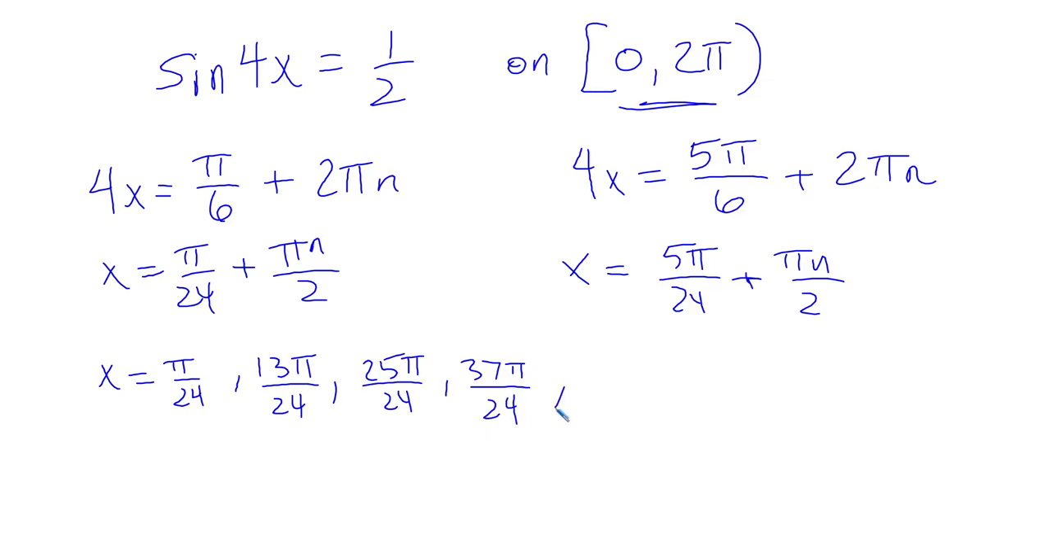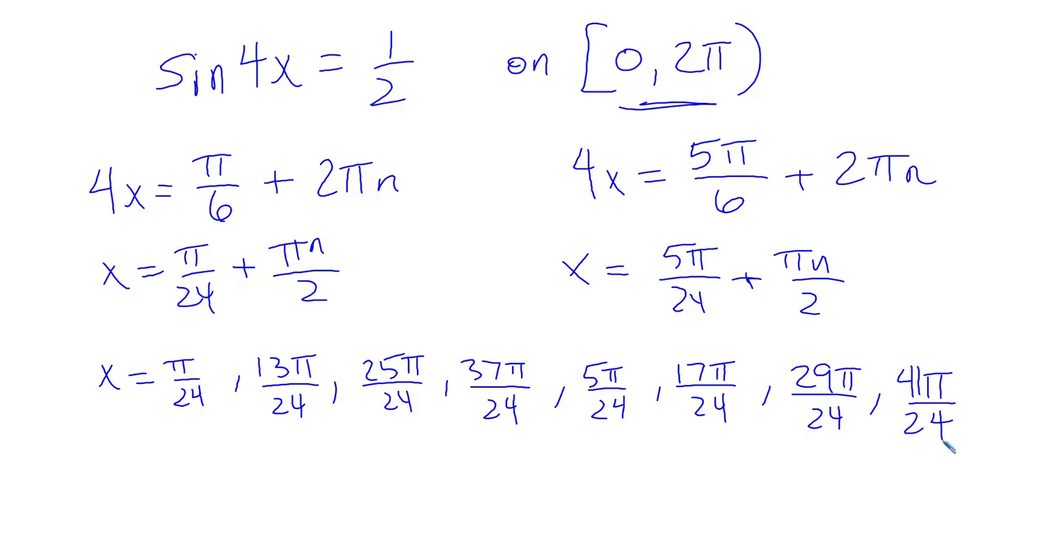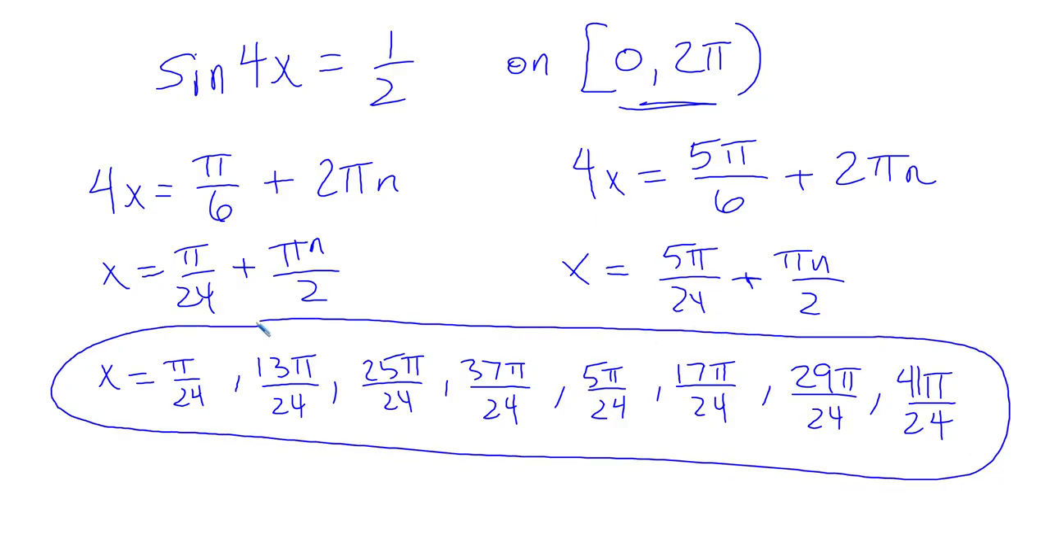And on the other side, we'll have the same things going. When n is 0, we get 5 pi over 24. And each time we're just adding half of a pi, or 12 pi over 24. So when n is 1, that's going to be 17 pi over 24. If we add another 12 pi over 24 to that, we get 29 pi over 24. And once more gives us 41 pi over 24. And those should be the 8 locations at which the tangent line to our original function was horizontal on the interval from 0 to 2 pi.